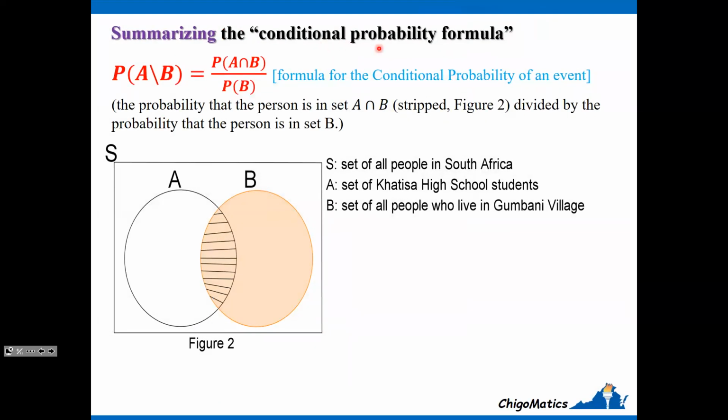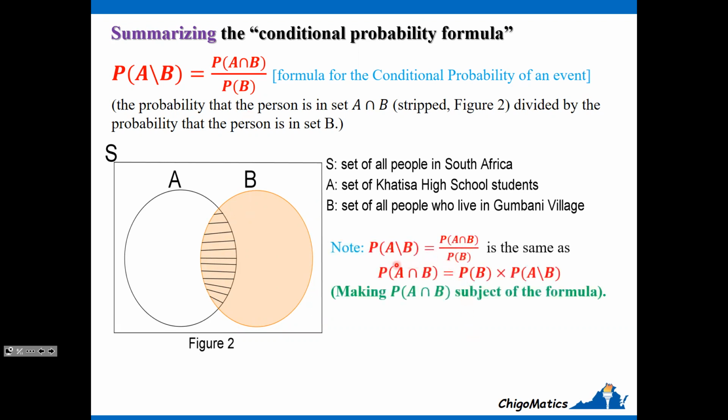Let us summarize the conditional probability formula. As it is written, it simply means the probability that the person is in set A intersection B, that is this part, divided by the probability that the person is in set B, that is the new sample space or probability space. That's the meaning of this formula. And remember, these are probabilities. They are not a number of elements, but the probability.